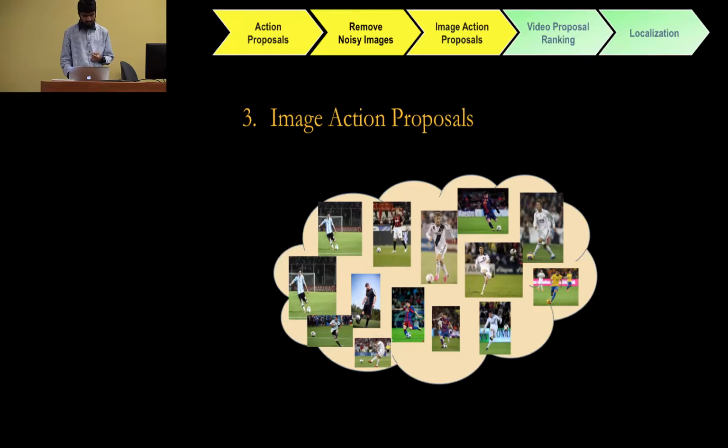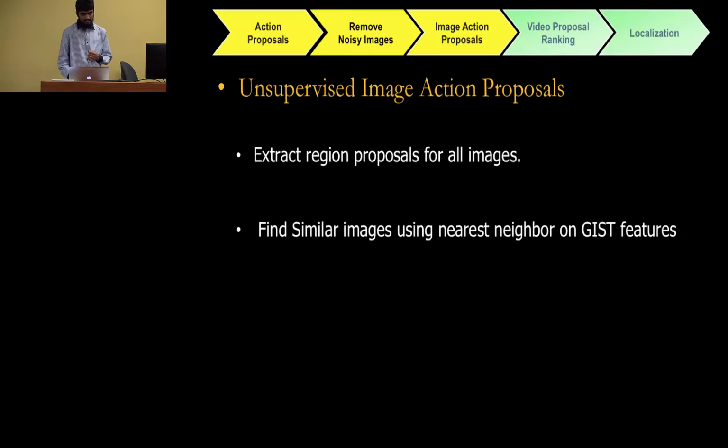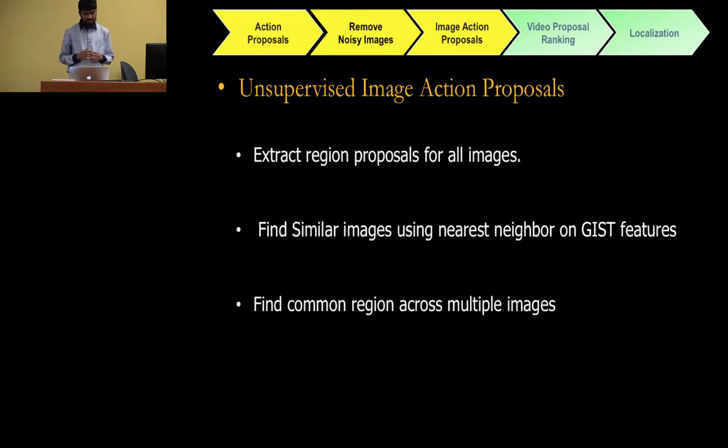So what we did is that we built on the recent state-of-the-art method for unsupervised action proposals in images. We extract a lot of region proposals in each image, and then we find similar images using nearest neighbor on the gist feature space, which is a global feature, and then we find the common regions across the multiple images. So the common region in the action images is the action itself.